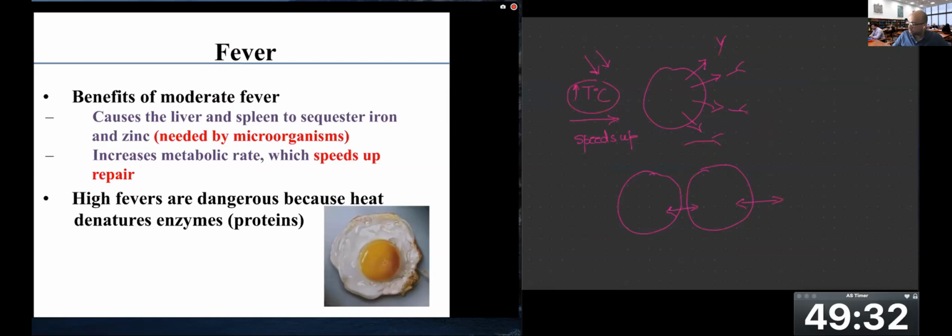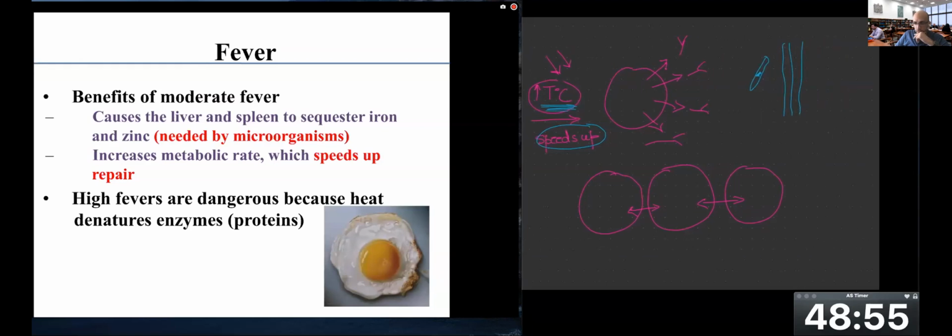I need to speed up my metabolic activities, my chemical reactions, in order to, for example, build up collagen fibers by the fibroblasts to heal the injured site, and so on. So you're going to need to boost up your metabolism. All metabolic reactions need to speed up, and this is going to take place if you have a higher temperature. It speeds up all those reactions.